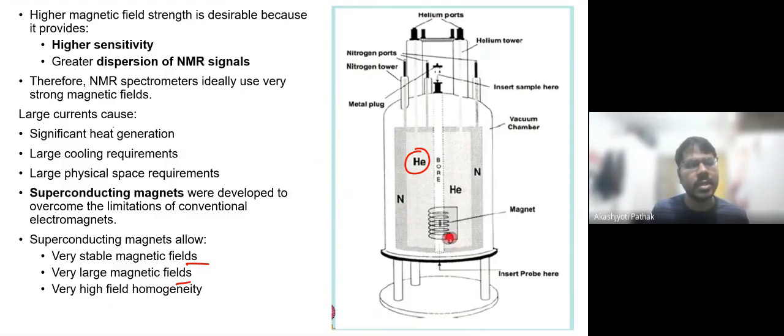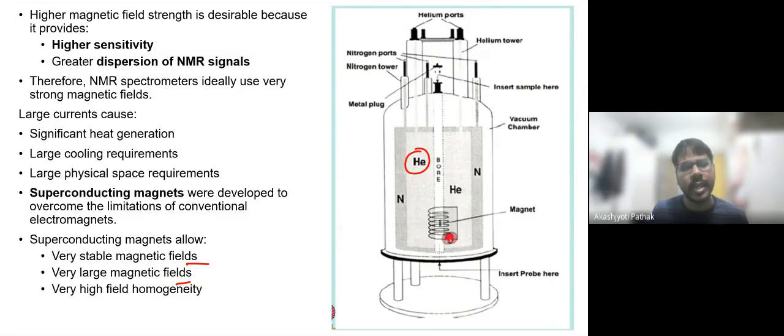Large currents will cause significant heat generation, and as a result large cooling will be required, and also large physical space is required. So for this, superconducting magnets were developed to overcome the limitations of conventional electromagnets. These superconducting magnets allow very stable magnetic fields.